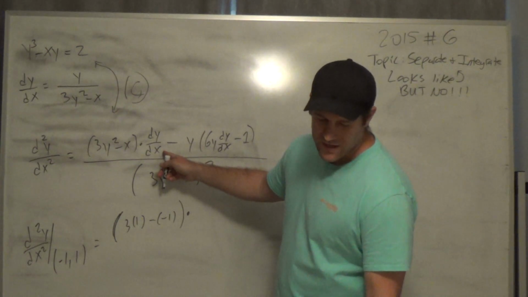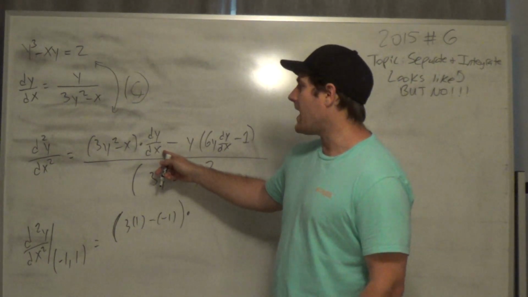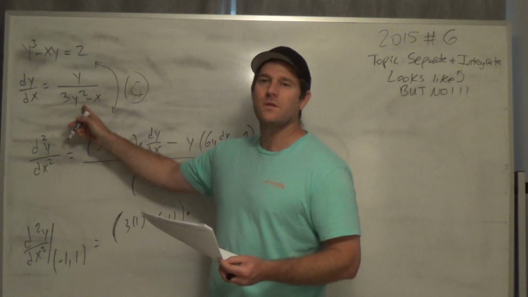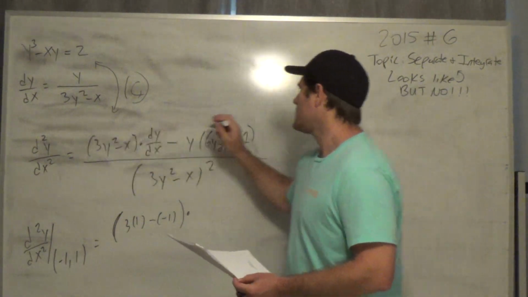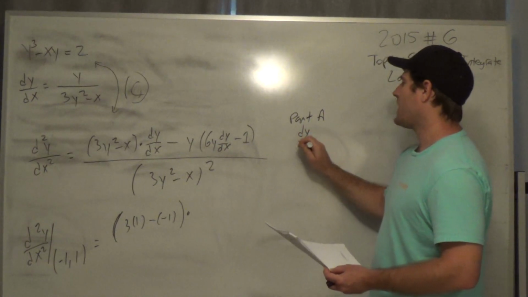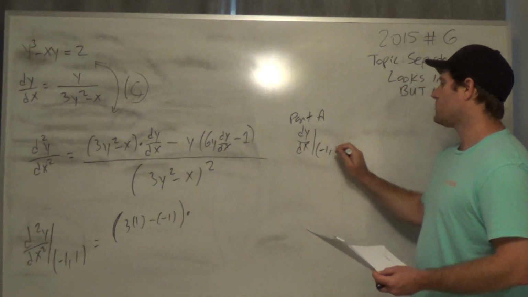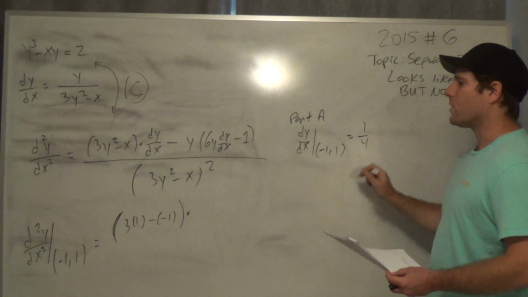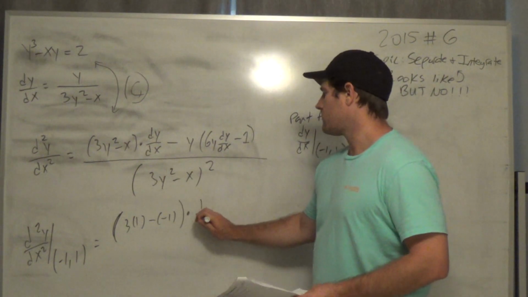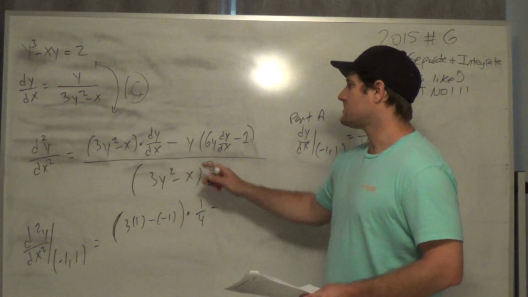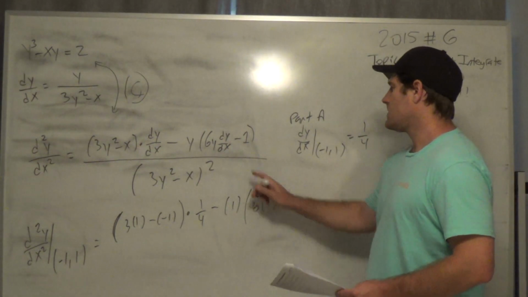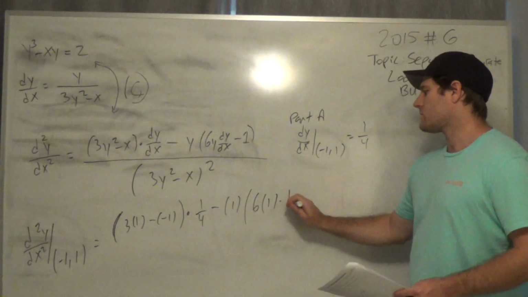Now, guess what we did in part A? Go back to part A. In part A, we took the ordered pair negative 1, 1, and we plugged it into here, and we got 1/4. So from part A, dy dx, when you plugged in negative 1, 1, was equal to 1/4. So when I get to this part of the problem, I'm just going to put a 1/4 there. Moving on, minus, my y again is 1. 6, my y again is 1. dy dx from part A is 1/4.